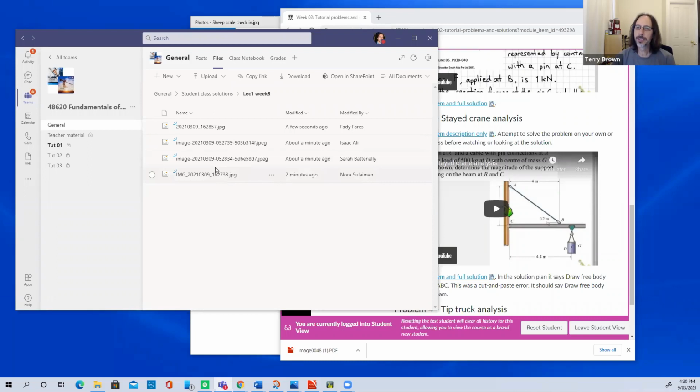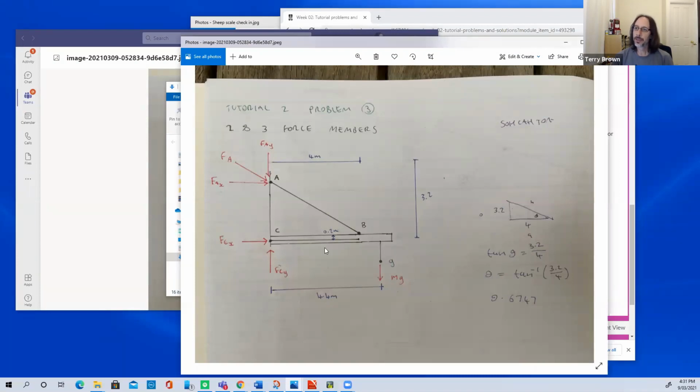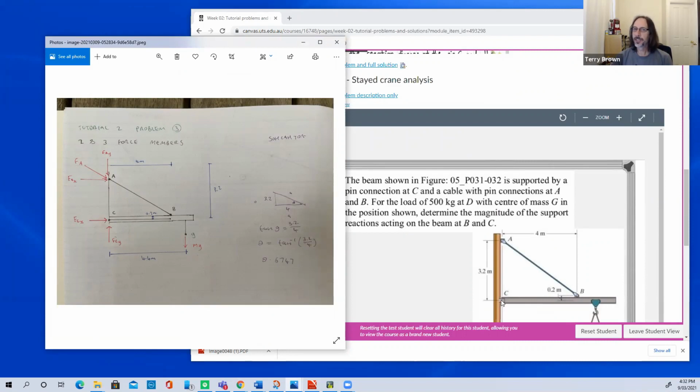All right, it's 4:30, so let's start having a look at some of these. I know these two were in my tutorial, so I might not look at theirs yet. So I'll grab this one. A couple of things here. This is good. We've got a pin connection at C, so only horizontal and vertical reactions. Yeah, angle in radians. Yes, no problem, you can fix that up later.